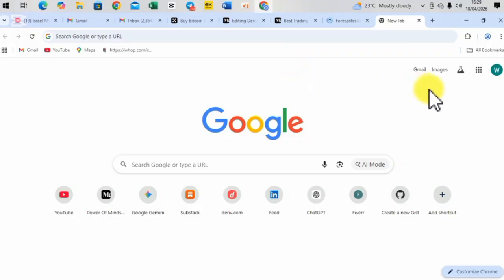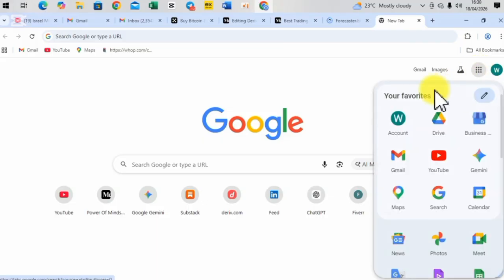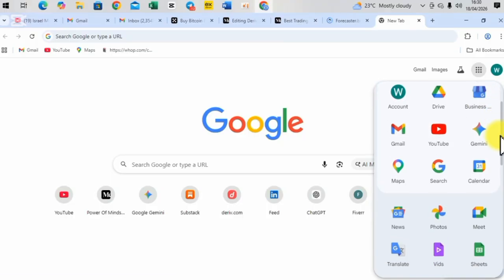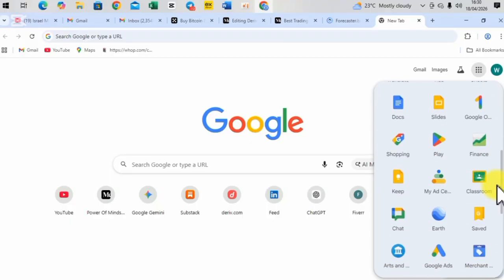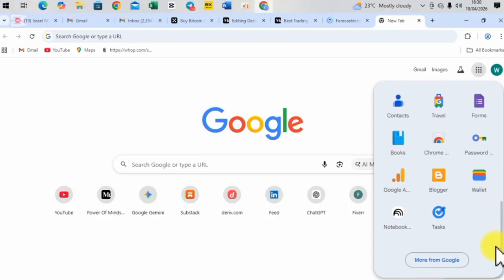When you come to Google or open just a new tab, you realize there is this dotted box. When you click on it, you are going to see over 40 Google products. I'm sure if you go through them, some of you don't know exactly what they do and how you can use them. Are you seeing?